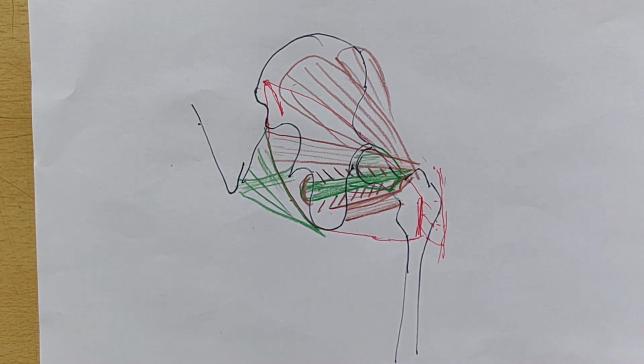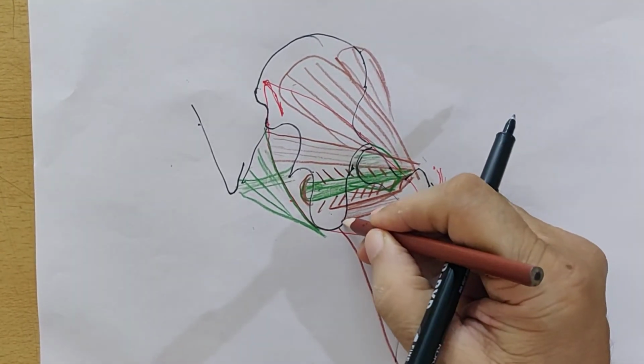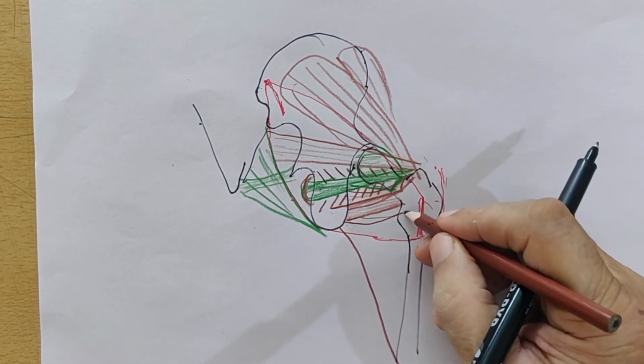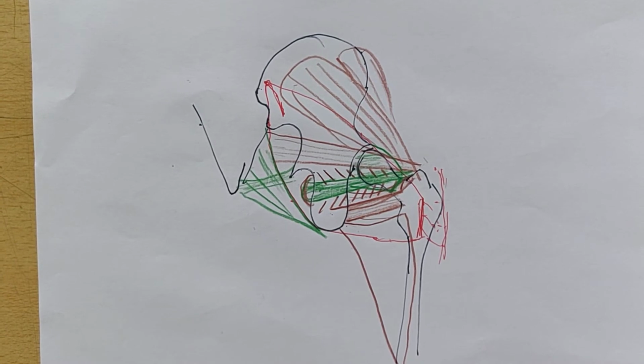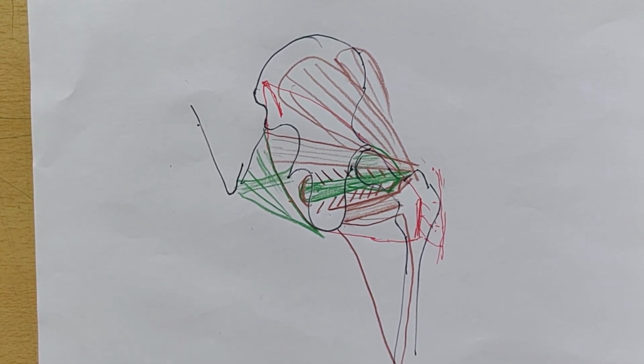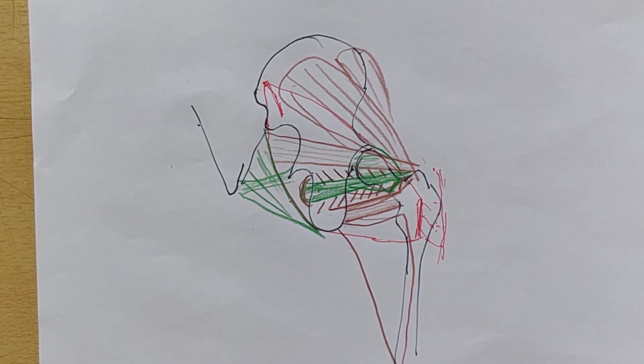The last, below the quadratus femoris, you would find the adductor magnus coming and getting inserted into the linea aspera right up to the adductor tubercle. So, this is the posterior view, and this simply tells you that the first thing that you will encounter is the gluteus maximus, the superficial most. Then you will encounter the piriformis, the superior gemellus, the obturator internus, and the inferior gemellus.